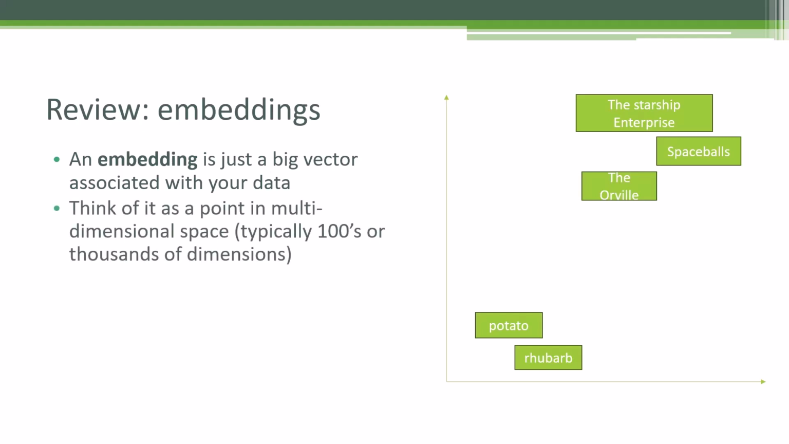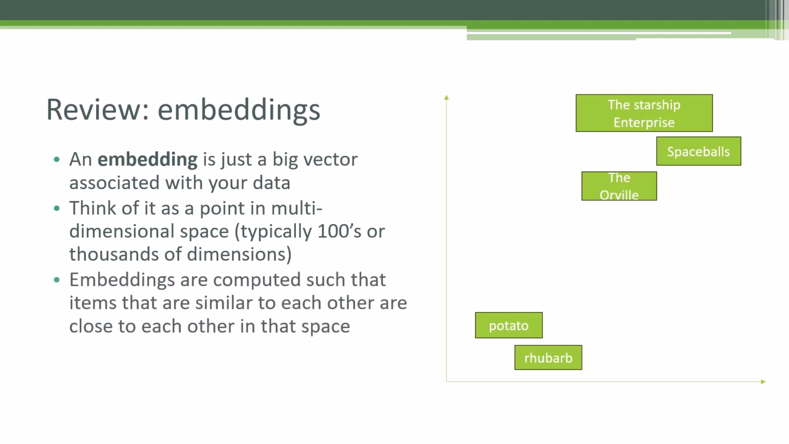Embeddings are vectors. So you can think of an embedding as a point in this multi-dimensional space. And in practice, that's usually hundreds or even thousands of dimensions, where everything is positioned based on its similarity to other things. So embedding vectors, which are hundreds or thousands of dimensions in size, are computed such that items that are similar to each other are close to each other within that higher dimensional space.